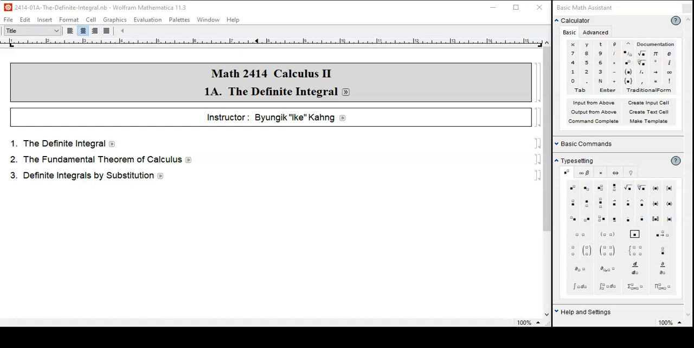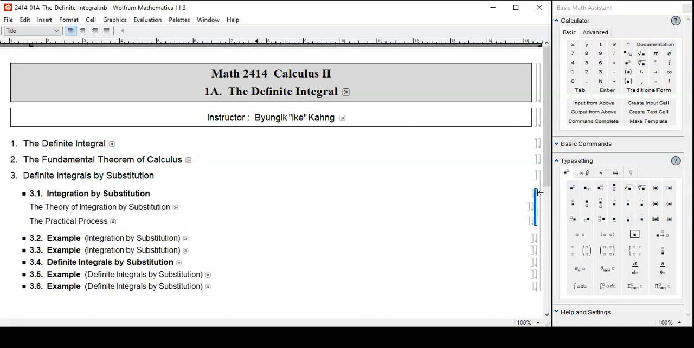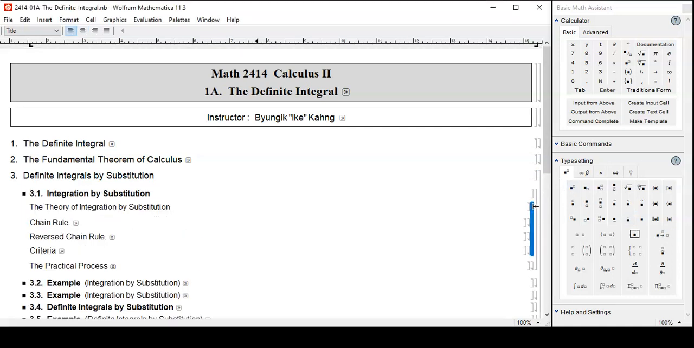Hello students, welcome back. Now let's go to section 3, definite integrals by substitution. Do you all recall integration by substitution? Basically, the integration by substitution is the reversed chain rule.